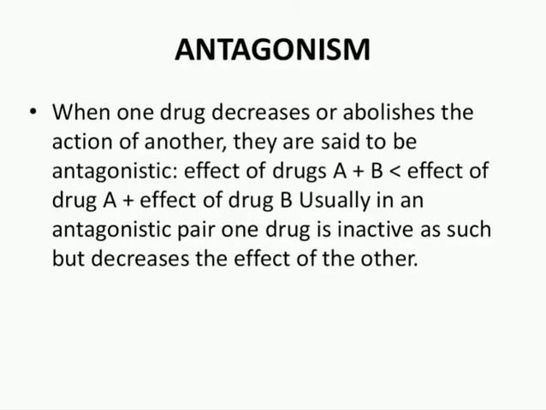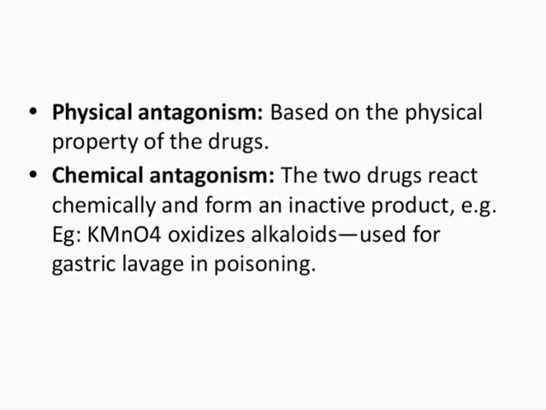So talking about antagonism, when one drug decreases or finishes the action of another, then that is termed as antagonism. For example, when the effect of drug A plus B is less than the effect of drug A plus the effect of drug B, then this phenomenon is termed as antagonism. Usually in an antagonist pair, one drug is inactive as such but decreases the effect of the other drug, right? So antagonism can also be further classified into different types. It can be classified into physical antagonism, chemical antagonism, functional antagonism and receptor antagonism.